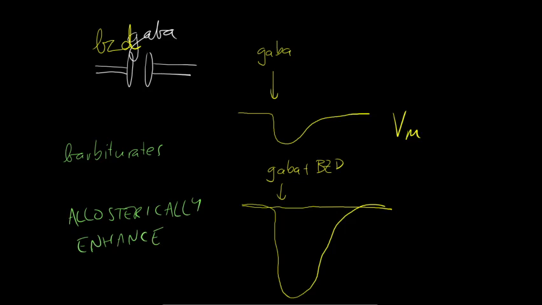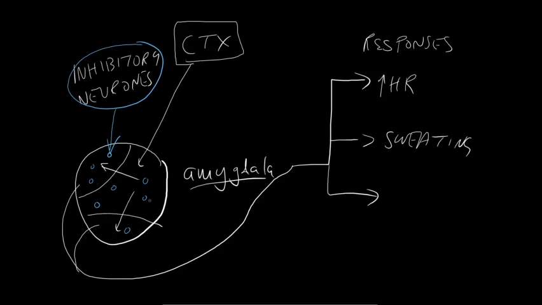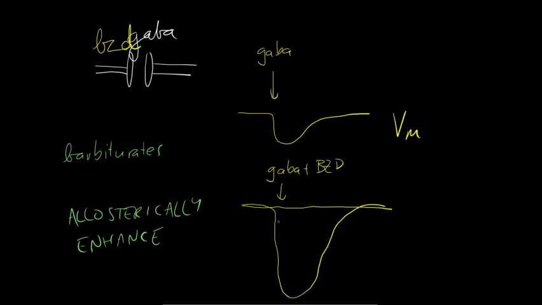So if we now go back to our model of the amygdala, if now we add benzodiazepine, then suddenly all these neurons are going to become much more effective, because although they release the same amount of GABA, you're going to get a bigger response because of this allosteric potentiation here.